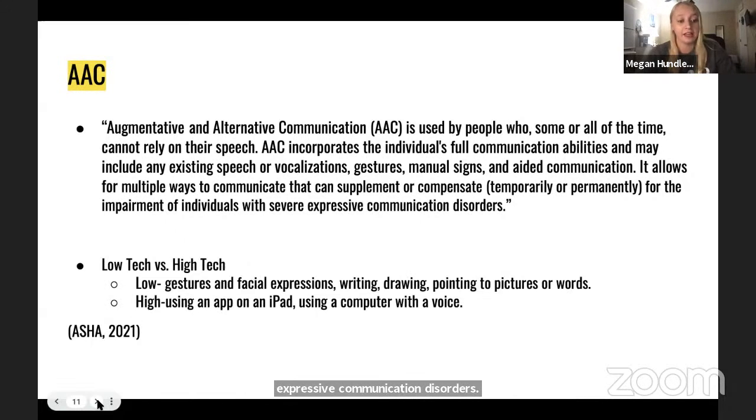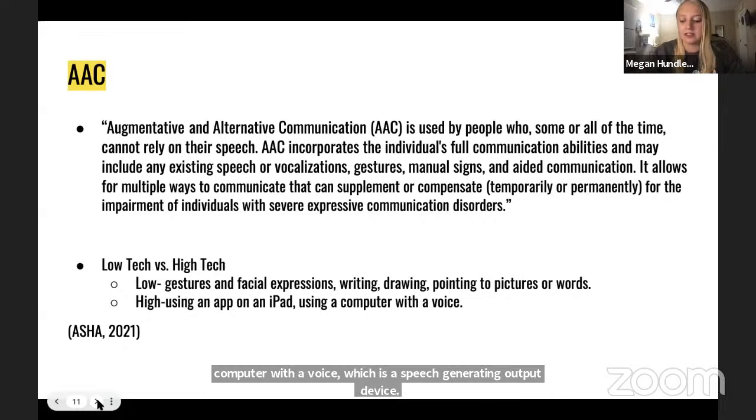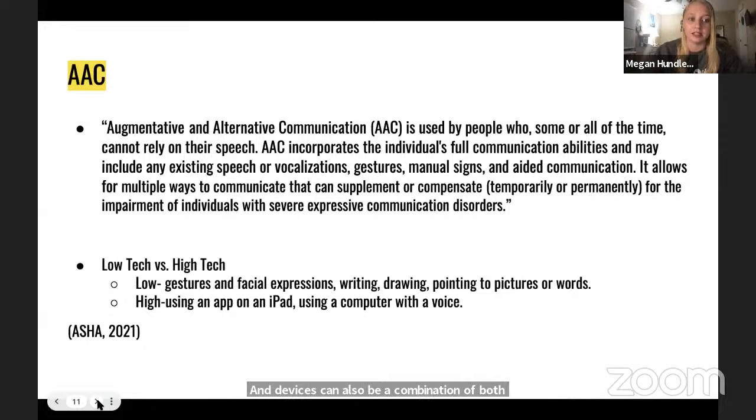And so with AAC comes low tech versus high tech AAC. Low tech would be if you use gestures, facial expressions, writing, drawing, pointing to pictures or words, like using a picture exchange communication system. And then there's also high tech, an example of that would be using an app on an iPad or using a computer with a voice, which is a speech generating output device. And devices can also be a combination of both low tech and high tech.